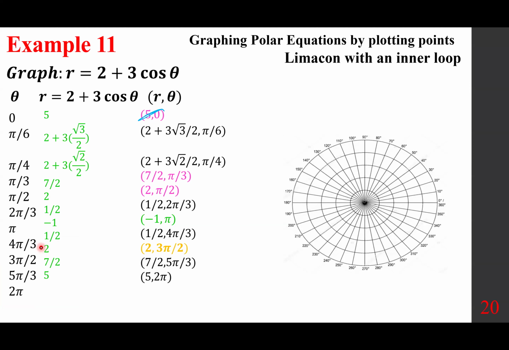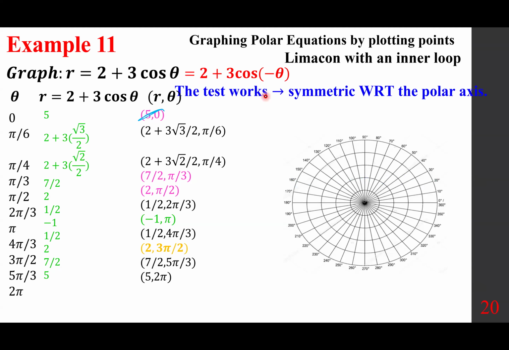So the 0 degrees or just 0 radians, and you go 5 tick marks, 1, 2, 3, 4, 5. By the way, as far as the symmetry is concerned, if I replace the theta with negative theta, remember, because it's an even function, nothing changes, so the test works. These are identical, okay? Which means the top half and the bottom half look the same because they're symmetric with respect to the polar axis.